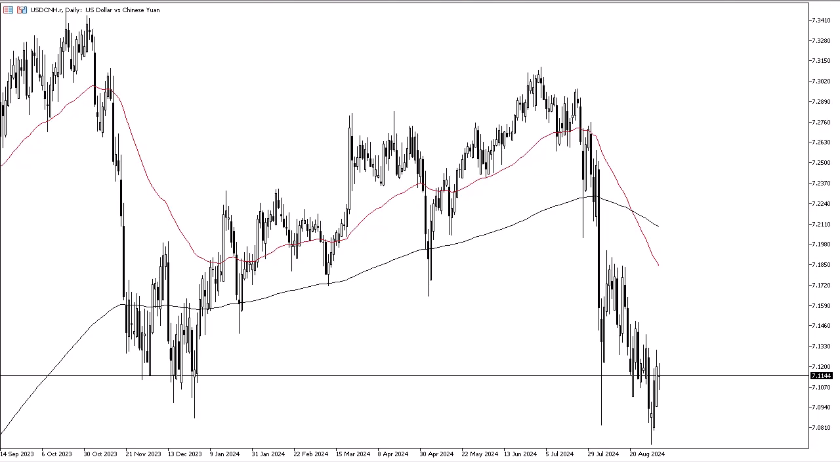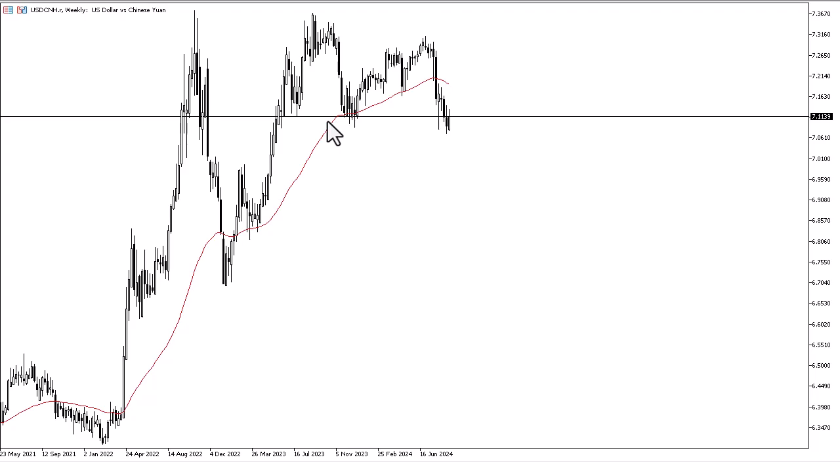The US dollar has done very little during the trading session against the Chinese yuan as we are hanging around the 7.11 level. This is an area that has been important multiple times in the past and is an area of support right around the weekly chart on the 1.10 price fulcrum.